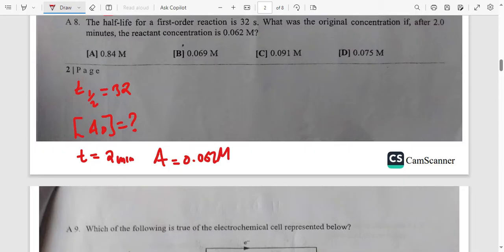The half-life of a first order reaction. Can I ask anyone who knows the half-life of a first order reaction? Any idea? Okay, this is what you need to know. Please, you need to make sure that the formulas for half-life of a first order reaction, second order reaction, and also zero order reaction are in your head. Otherwise, you are going to find it hard.